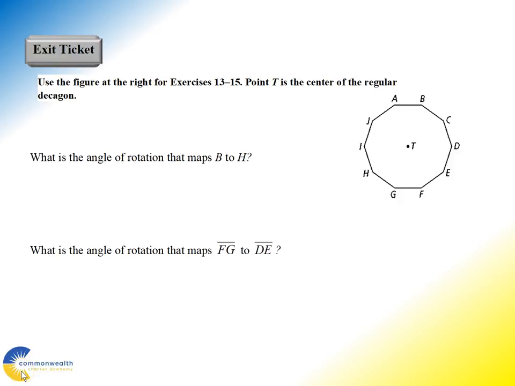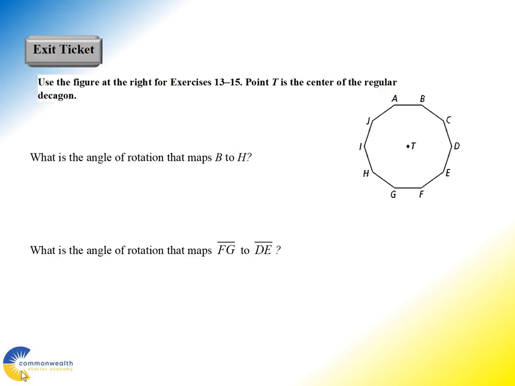So this exit ticket here is much like problem number 2 in the examples that we had done in class. It says here use the figure to the right for exercises 13 through 15. Kind of ignore the 13 to 15 part. But point T is the center of the regular decagon.